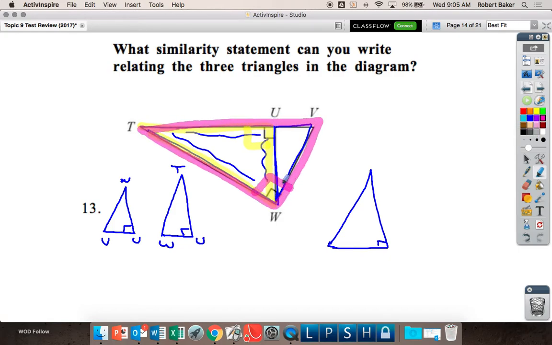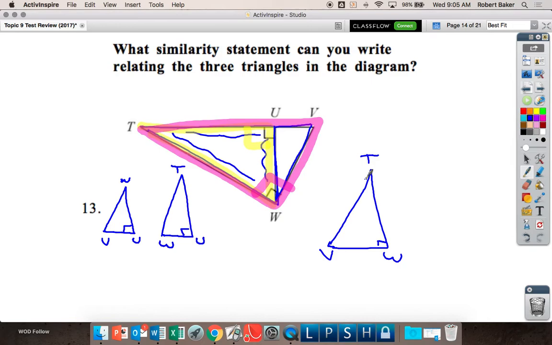And the right angle is right here. So what letter is next to the right angle? W. Okay, go across the short side. What is the other letter on the short side? And then what is the letter on the top of the hypotenuse? T. So just by setting those up, you should be able to set up proportions, right?